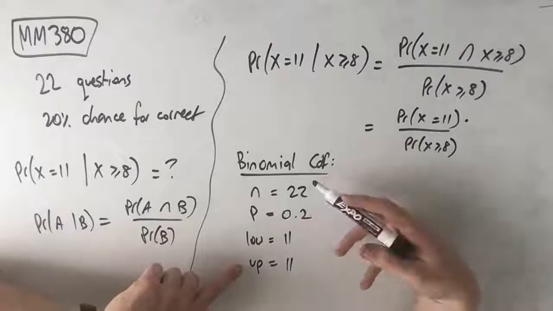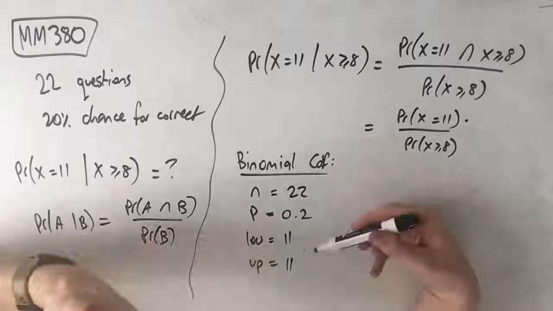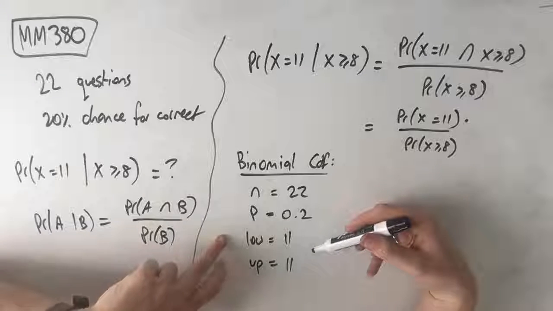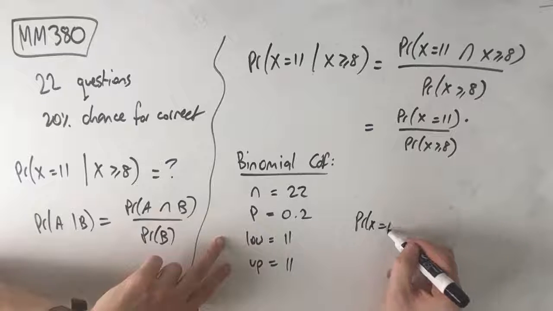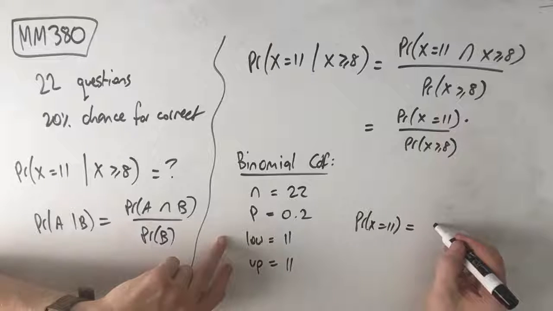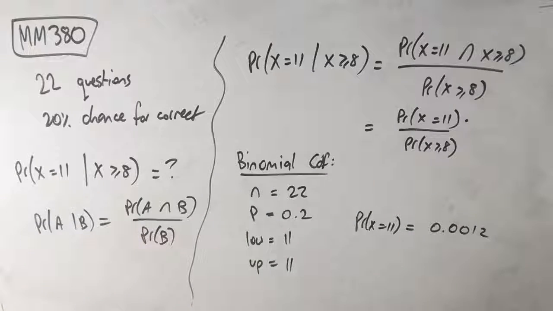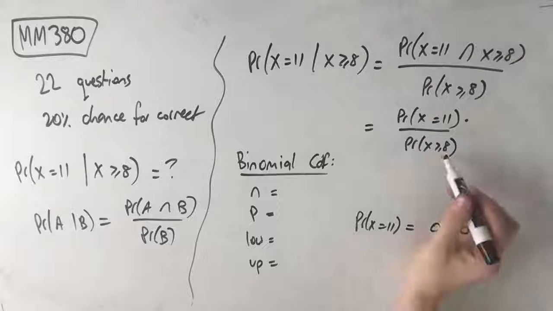Now you can use binomial PDF and just simply put in x equals 11. I just like to keep doing CDF just to keep it consistent. So lower is 11, upper is 11, and what that gives us is the probability that x is 11 equals 0.0012. Sweet.